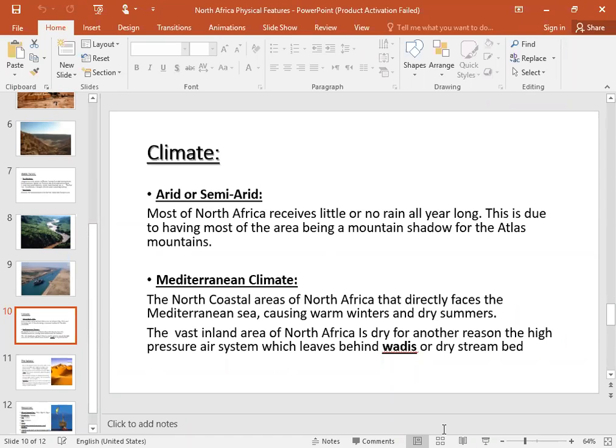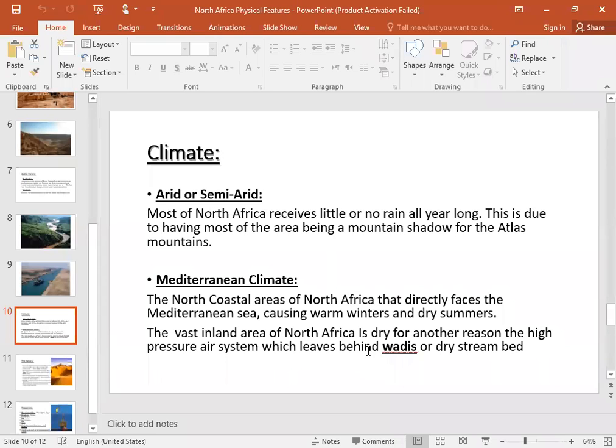Rain happens when there is evaporation of water, then condensation, and rain falls down. But actually we have a shadow. We have the shadow because of the mountains. That's why there is no evaporation and there is no rain. So this is the first part of the climate. We have little rain or no rain all year long. This is the first one, near the mountains.